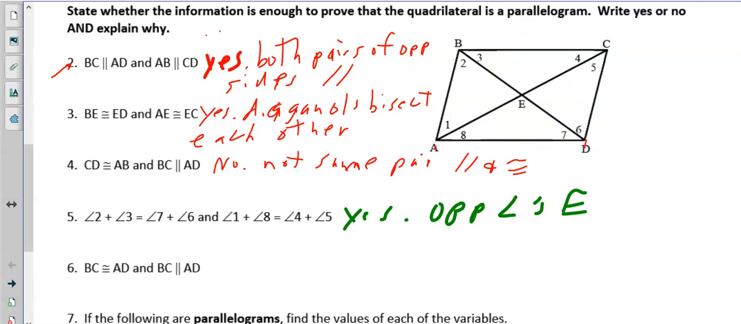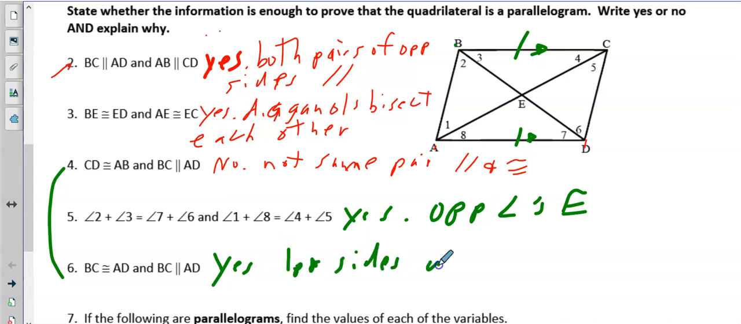BC is congruent to AD, so this and this are congruent. And BC is parallel to AD. Well, this goes back to number 4. This is a yes. One pair of sides are both congruent and parallel. Okay, very important.